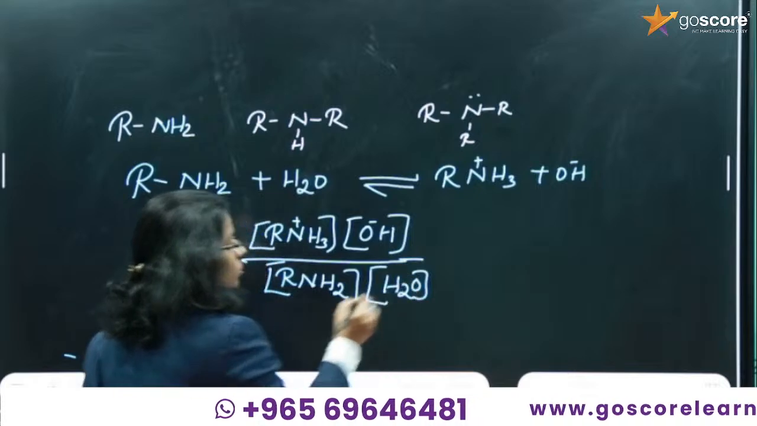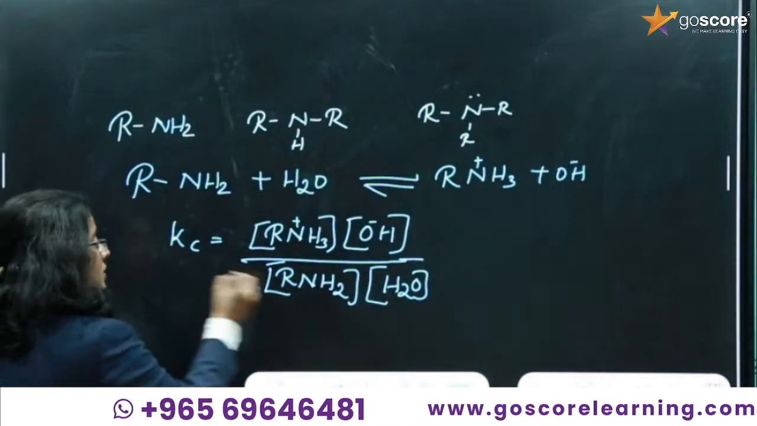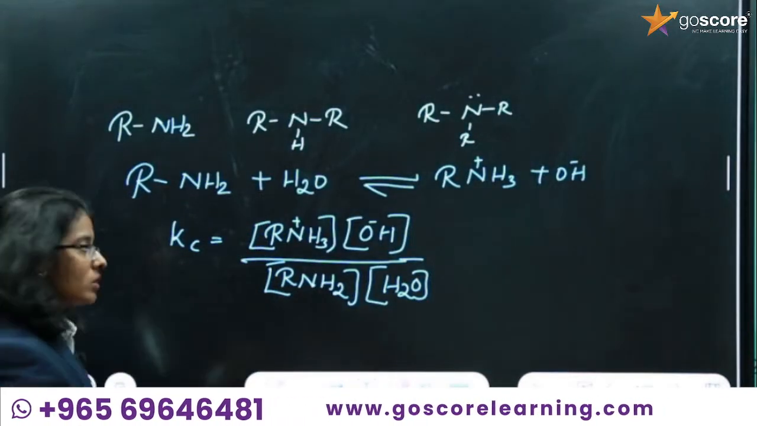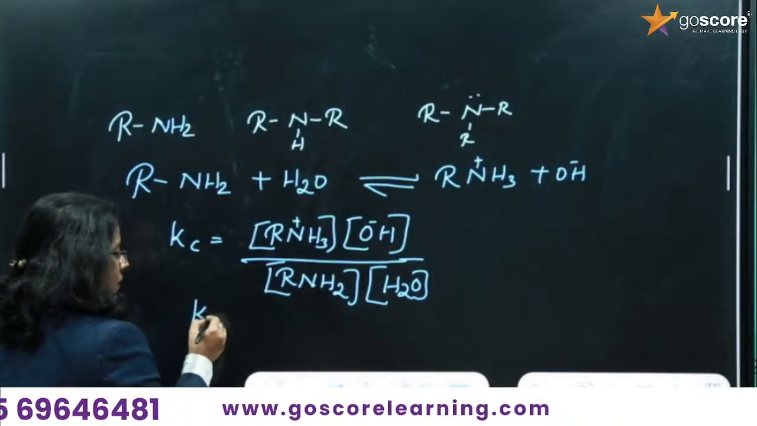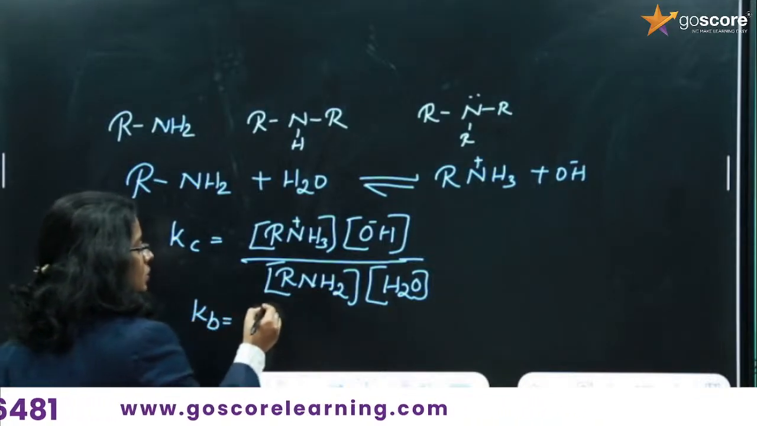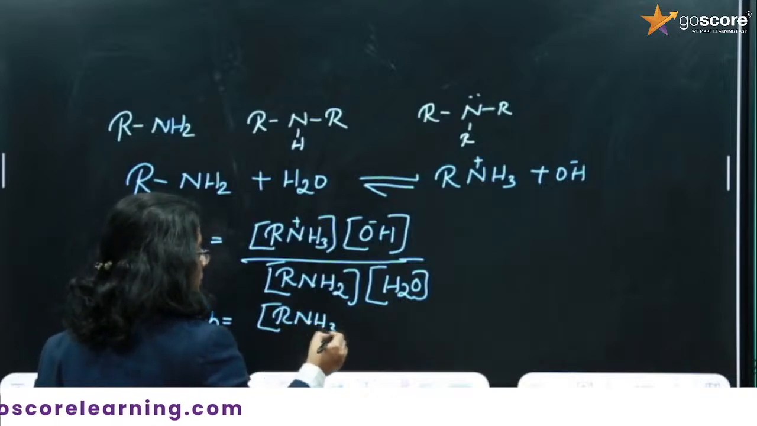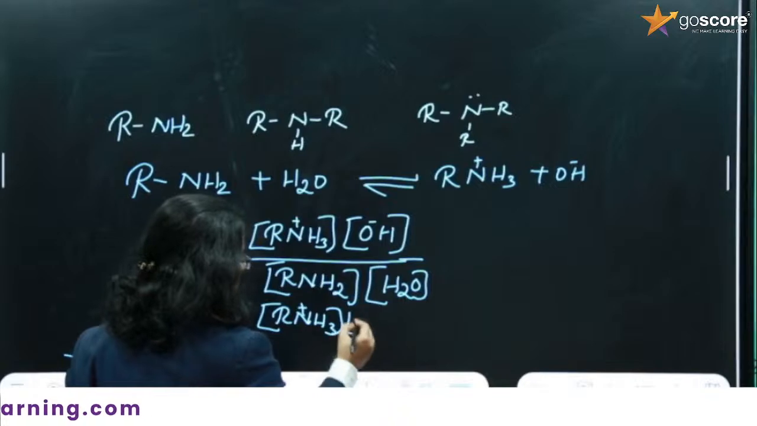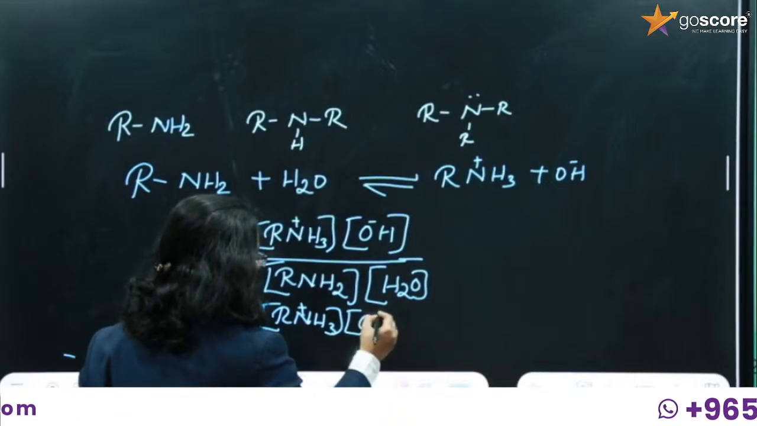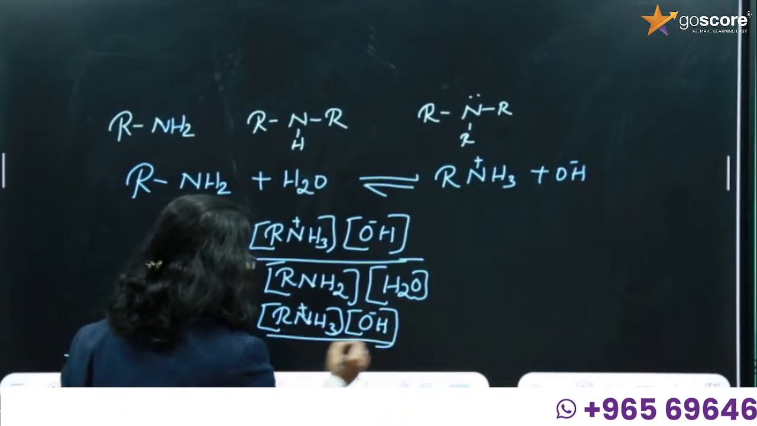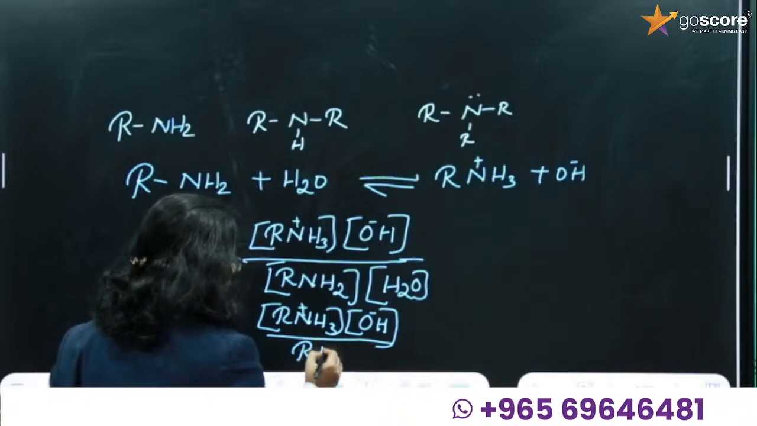See, H2O is a constant. So a constant into a constant, you will get another constant, that is Kb, the basicity constant. Kb is equal to the concentration of RNH3+ into the concentration of OH- divided by the concentration of RNH2.